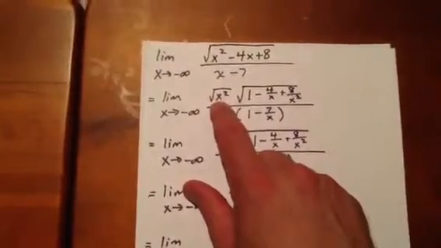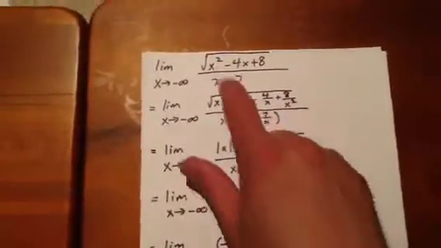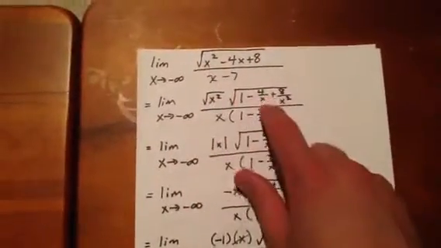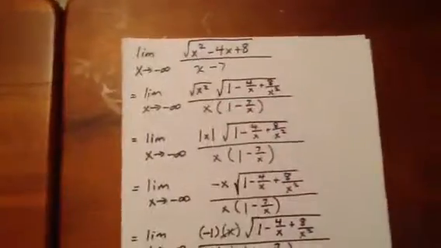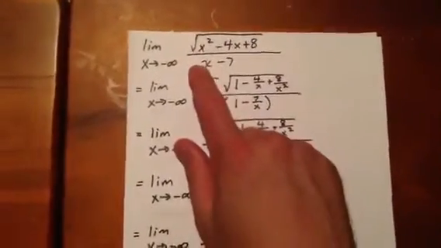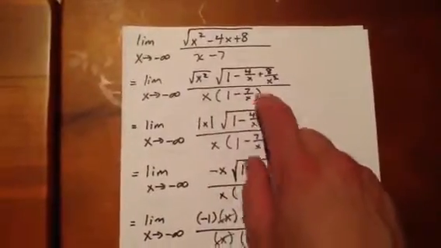Because if we distributed this term into here, x squared times 1 would be x squared, times 4 over x would be 4x, and x squared times 8 over x squared would be 8. Similarly, in the denominator, we factor out x, and we're left with 1 minus 7 over x.